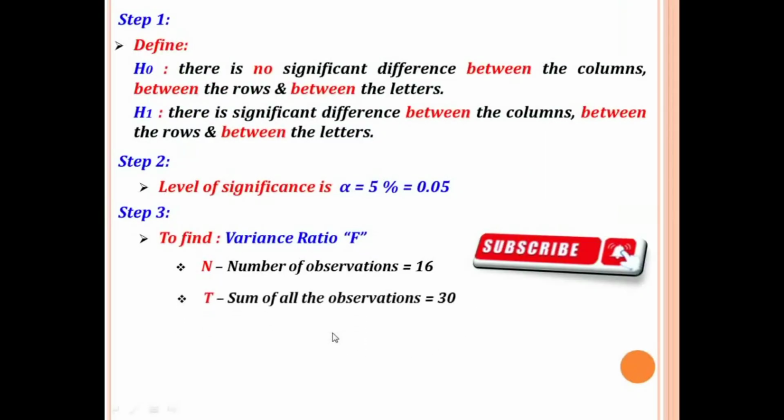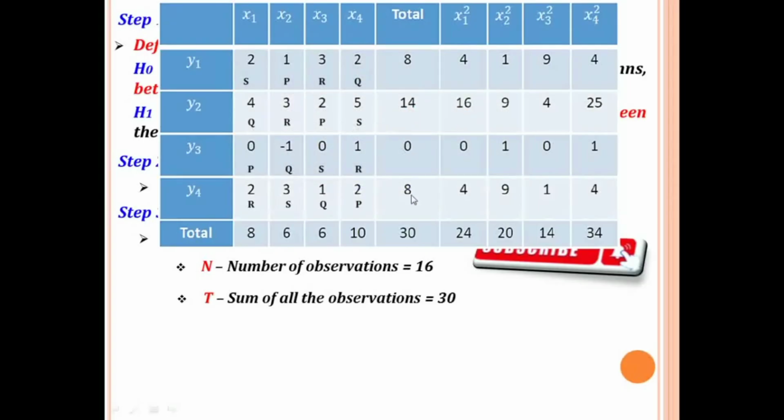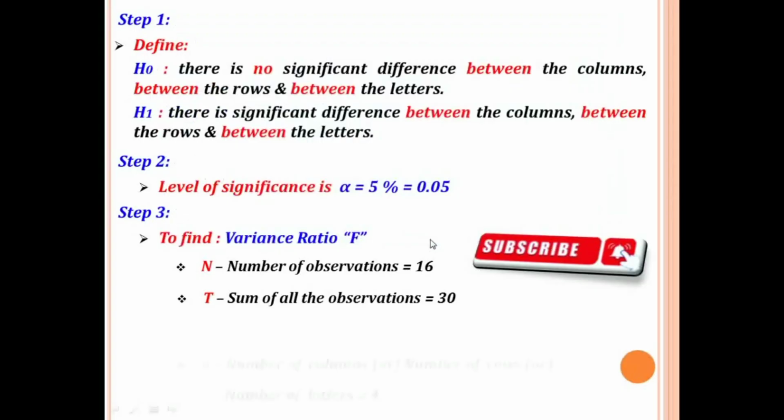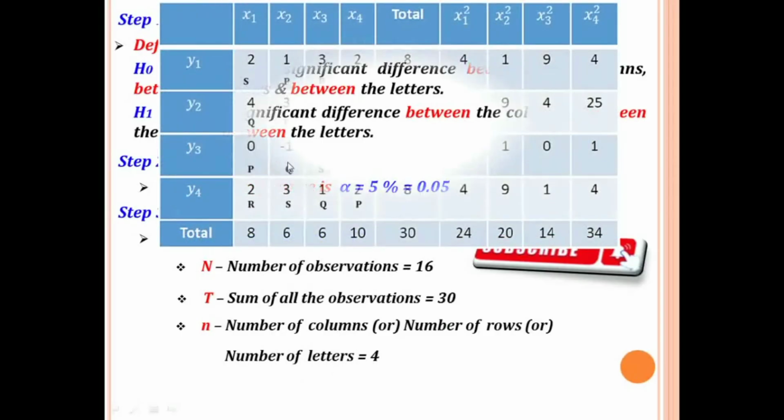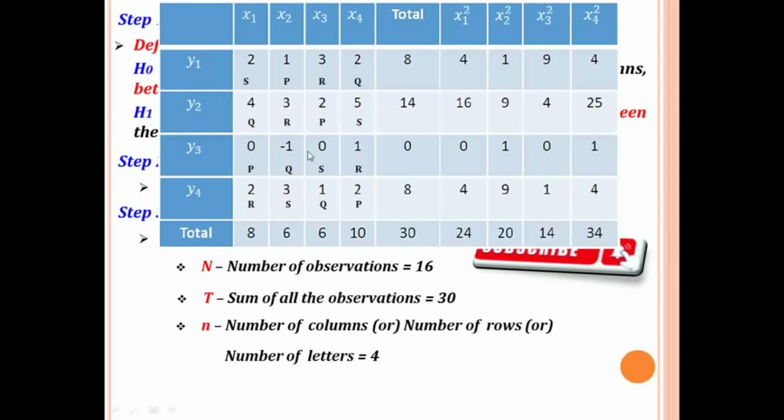Next, we find T. T is the sum of all the observations. What is the sum of all observations? We get 30. Next, we find n. Here, n is nothing but the number of columns, otherwise the number of rows, otherwise the number of letters. From the given data, we have four columns, also four rows, and also four letters: P, Q, R, S. So four different letters are there. So the n value is 4.